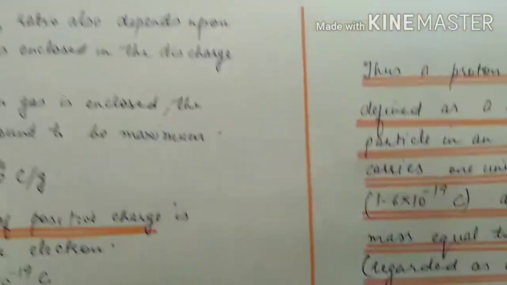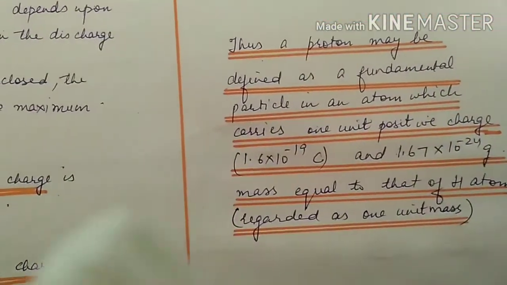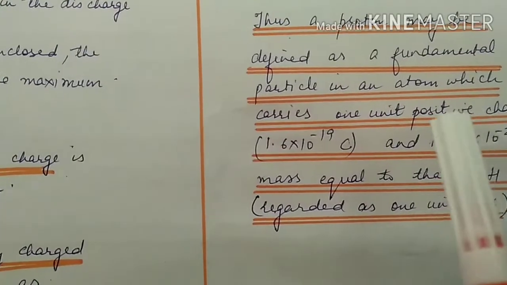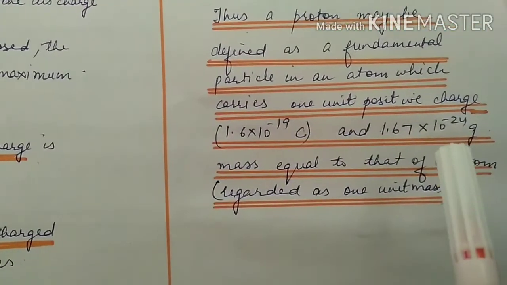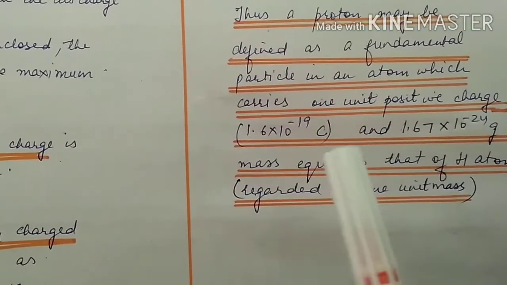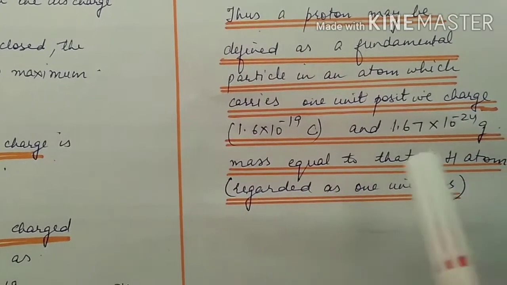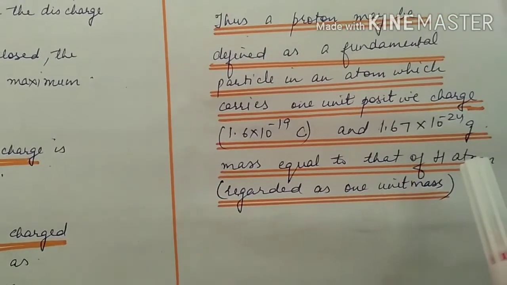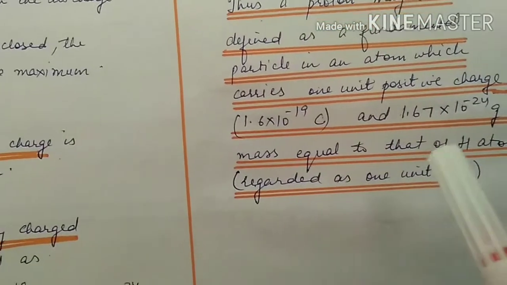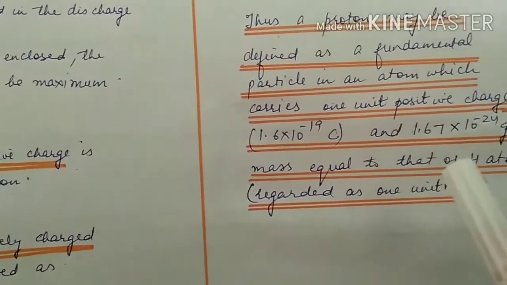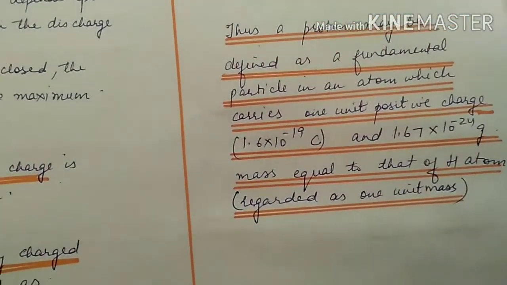So a proton may be defined as a fundamental particle in an atom which carries 1 unit positive charge, 1.6 × 10^-19 coulomb, and 1.67 × 10^-24 gram mass, equal to that of a hydrogen atom, regarded as 1 unit mass.